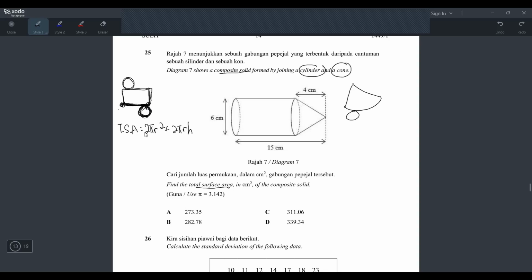But actually, you don't have to understand what I mentioned. You just have to memorise the formula. And if you memorise the formula, you can do, right? Okay, what about cone? Cone, the TSA is what?